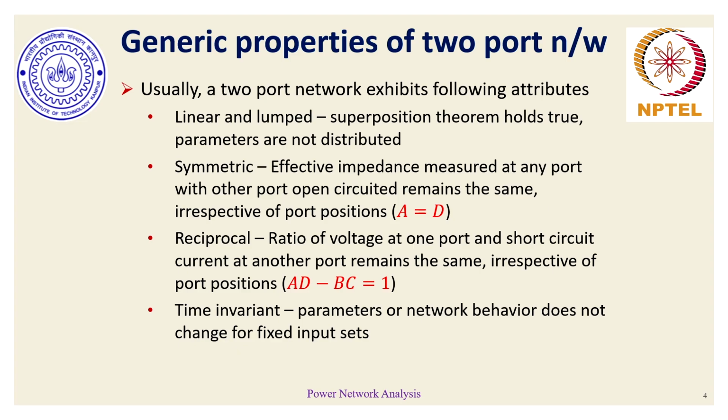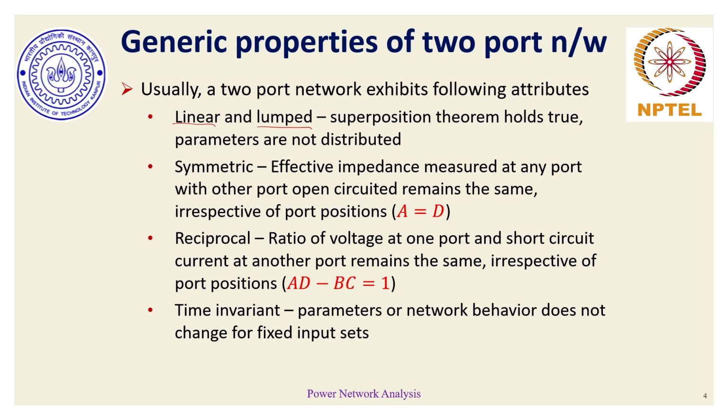Two-port networks usually have this attribute of being linear and lumped, essentially because the two-port network often represents, from a power network or transmission line network perspective, passive networks. So linear and lumped representations are true.